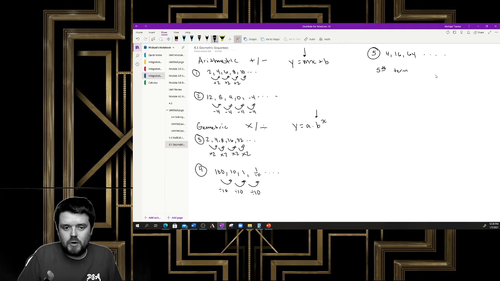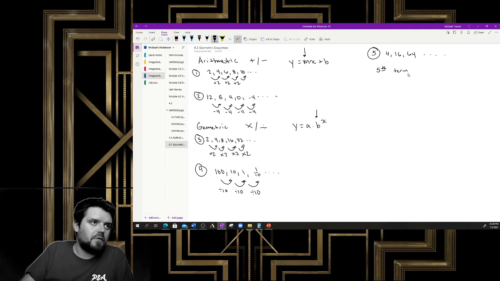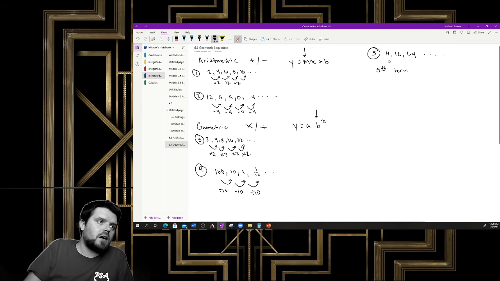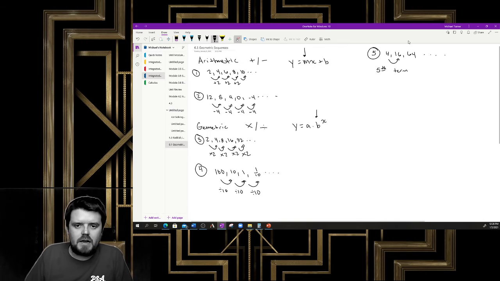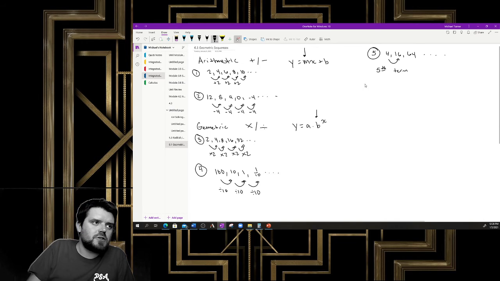So the terms are each number that comes in the sequence. So right here at number 5, we have 3 terms. We have 4, 16, and 64. If I'm not sure what the pattern is here, I can always divide the two terms. So if I take 16 and divide it by 4, that gives me 4, which is my ratio here. That's what I'm multiplying each time.